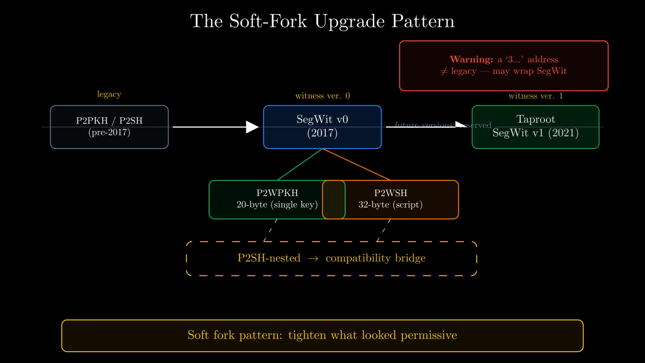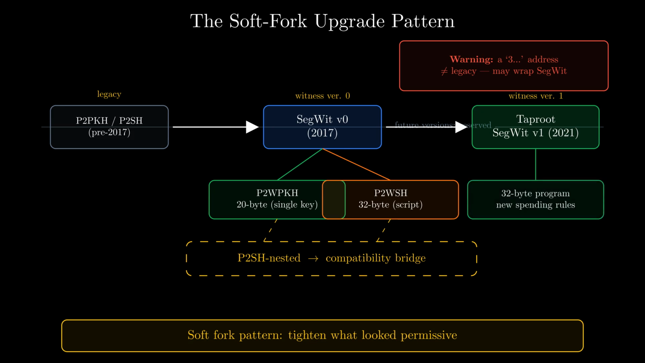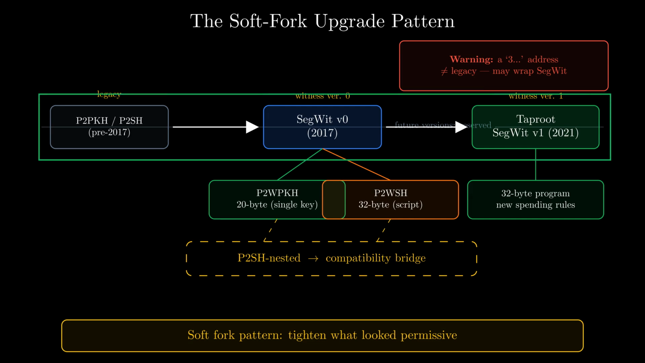Only the receiver knows. Years later, Taproot landed as witness version 1, a 32-byte program with entirely new spending rules, using the exact same upgrade machinery. The witness left the room. The door it walked through is the one every future upgrade has used.